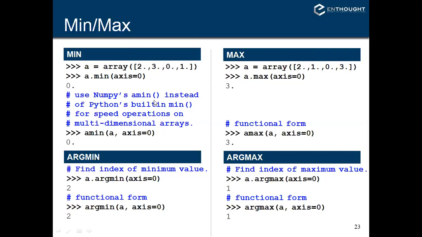Then if you do not wish to apply this one and axis, you can use a minimum function instead, to speed up the operations. If you are having multiple dimension arrays, in that case you can simply apply a minimum, a comma axis equals 0, so you can get the 0. Then argument minimum, right? Which one is the minimum argument in this? For that we can check a dot argument minimum. It is 2, the second variable, right?